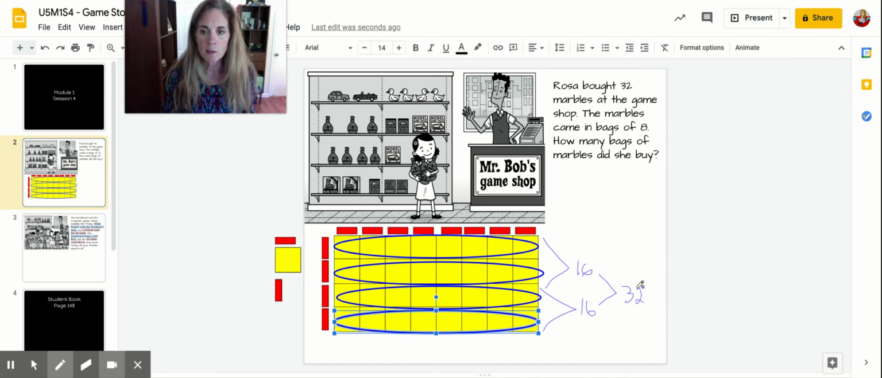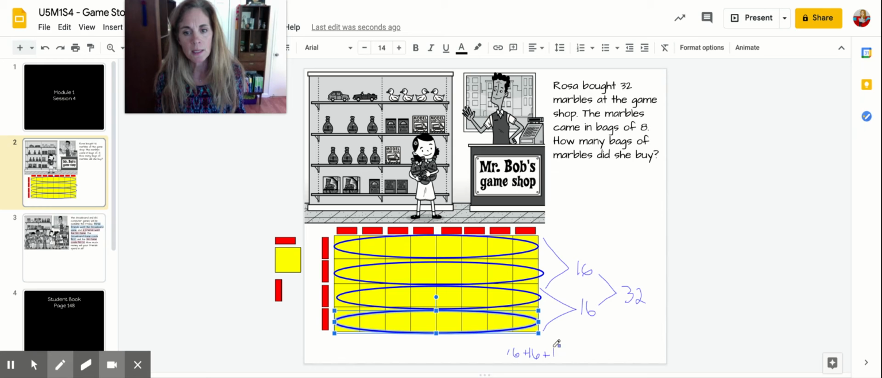6 plus 6 is 12. And then I end up with the 10, 20, 30. 32 marbles all together. Now, there is a way, so this is an addition problem. 16 plus 16 plus 16 plus 16 equals 32.